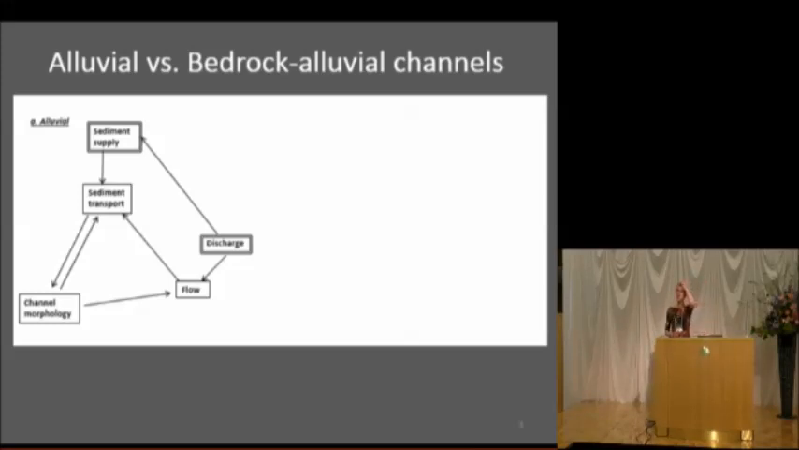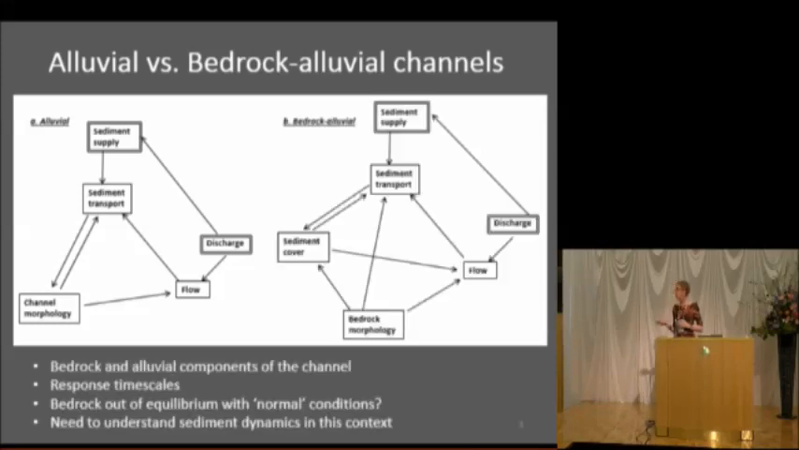However, if we think about a bedrock alluvial river, these relationships start to get a little bit more complicated. Instead of a single channel morphology here, we've now got two different phases. We've got the more resistant bedrock morphology, and then we've also got a more transient sediment cover. And it did occur to me that you could maybe see this not necessarily as two different things, but almost a continuum, with things like step pool systems or systems with immobile boulders sitting in the middle of those two.